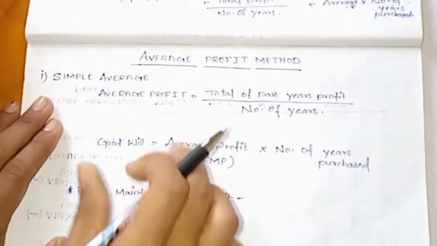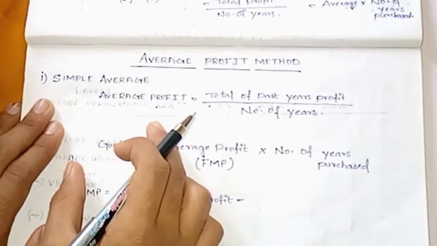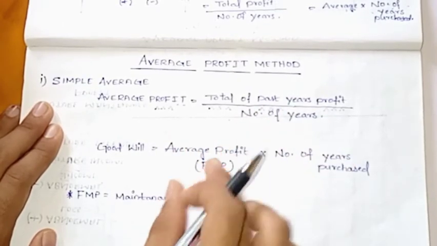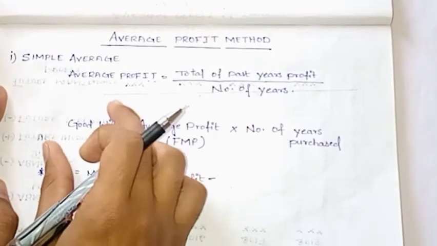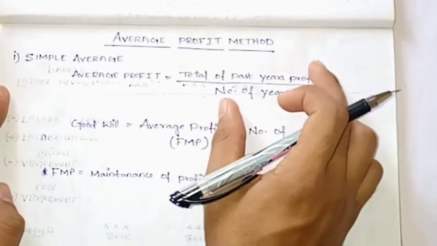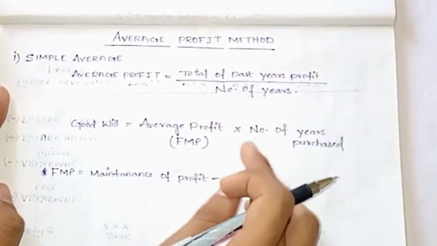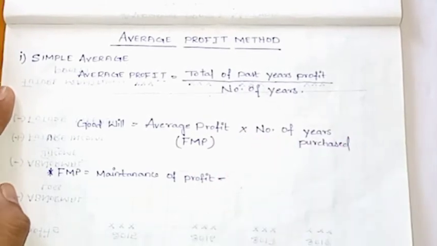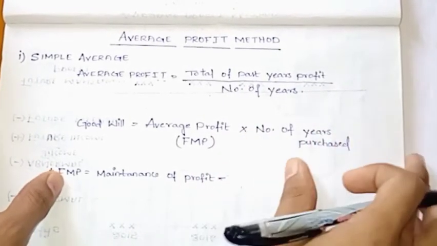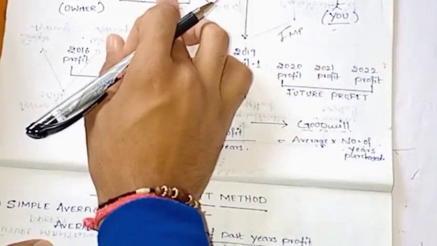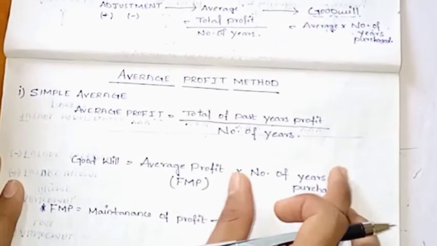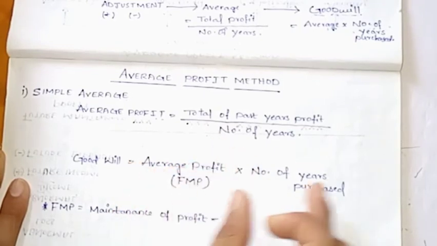Yes, and then to calculate goodwill, what do we have to do? We have to multiply the average profit, or future maintainable profit, whatever answer we get, with the number of years of purchase. Number of years of purchase means for how many years the business is going to earn profit in the future, right? So we have to take all those years and multiply that with the average profit, and then we will get the goodwill.